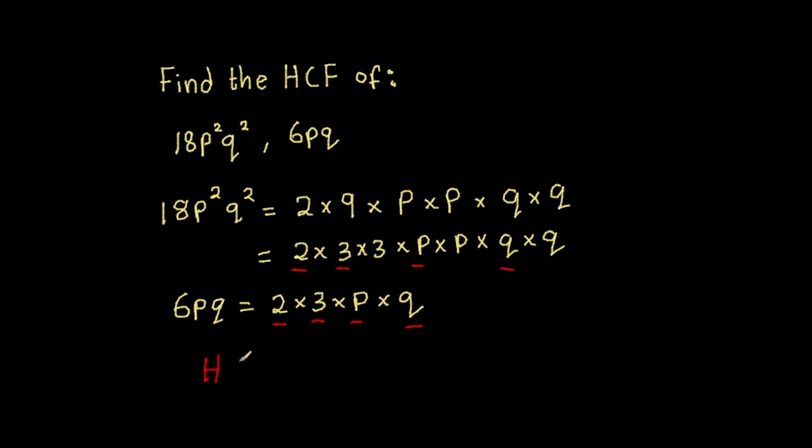And the way we find the highest common factor is we just multiply all of the factors that are in common between them both. Okay, so this is equal to, what are the factors that are in common between them both? It's 2 times 3 times P times Q. And 2 times 3 is just 6. So we have 6 times P times Q, or we can just write it as 6pq. And that's it, we're done. So the highest common factor of 18p²q² and 6pq is 6pq. Okay? So let's do another example.